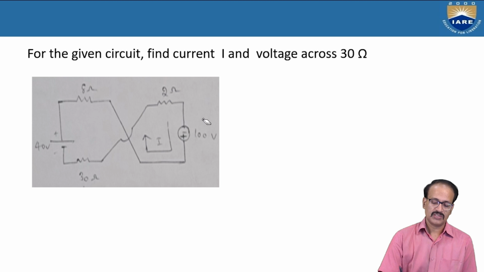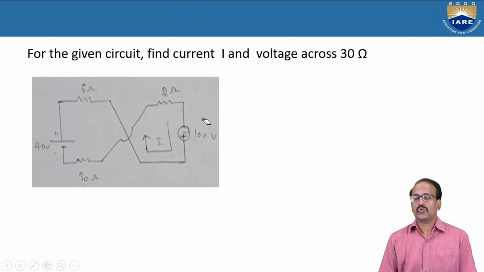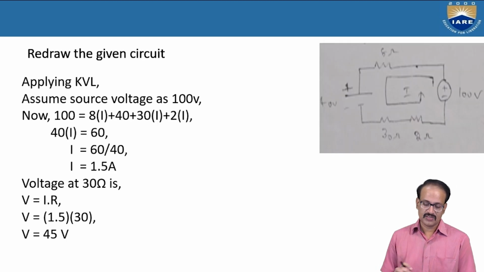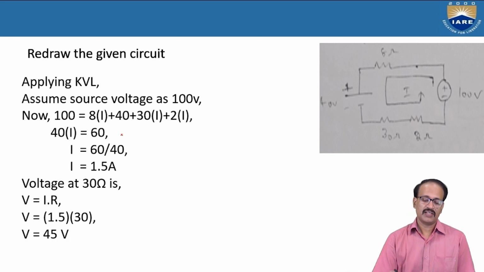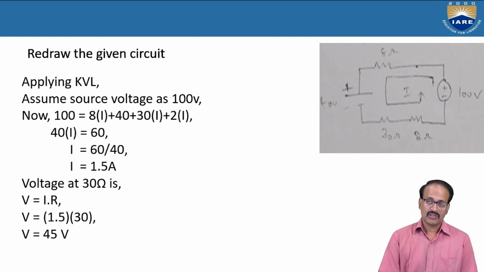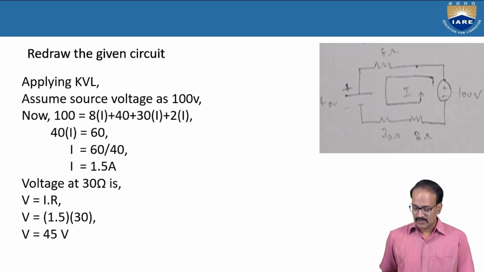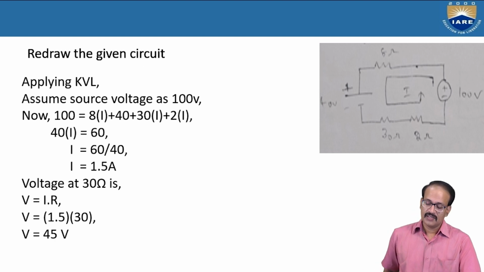If we are having two sources, we will take the highest voltage source. So that is equal to the remaining voltages. So here they have not given the voltage directly, so they have put Ohm's law, resistance into the current. So 8I plus 40, which is directly given, and 30 into I plus 2 into I. So finally we have solved. We got I is equal to 1.5, and we have found the voltage at the 30 ohms.